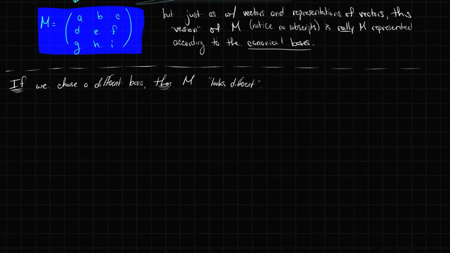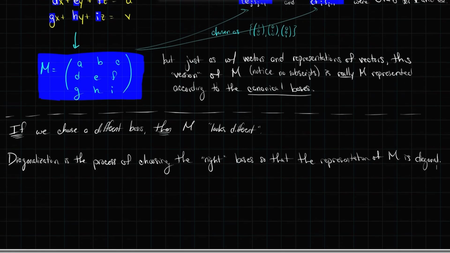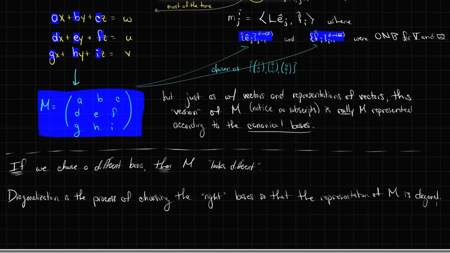Diagonalization is the process of choosing the right bases so that the representation of M is diagonal. So if we had been clever from the beginning and chosen a good collection of bases, then a lot of matrices are able to be represented as a diagonal matrix.